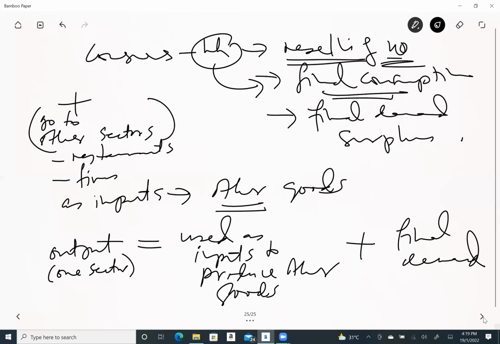Okay, will go into, will be used as what? Be used as inputs to produce other goods and final demand.